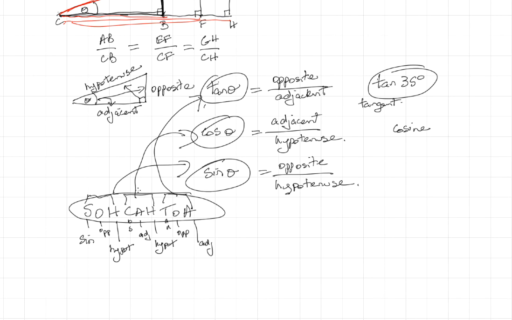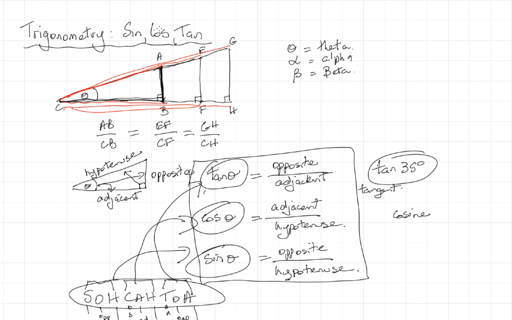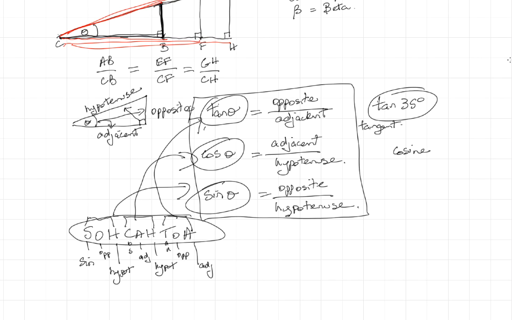SOHCAHTOA. If you find it hard to remember these ratios, they have to be remembered, put them in your memory bank somewhere. SOHCAHTOA is probably a good way to remember those. So just reiterating that these three ratios in trigonometry, sine, cos and tan, only apply to right angle triangles, and we'll come back and look at how this is applied in situations and what we use it for.